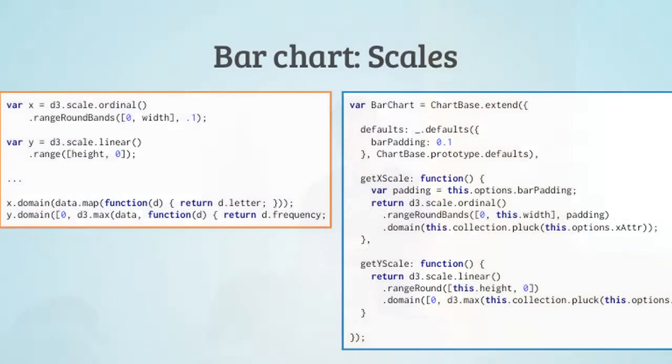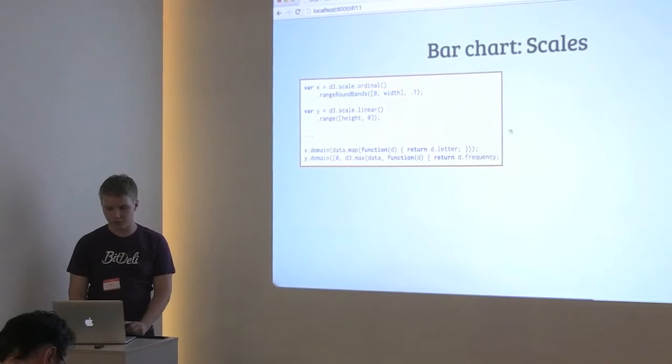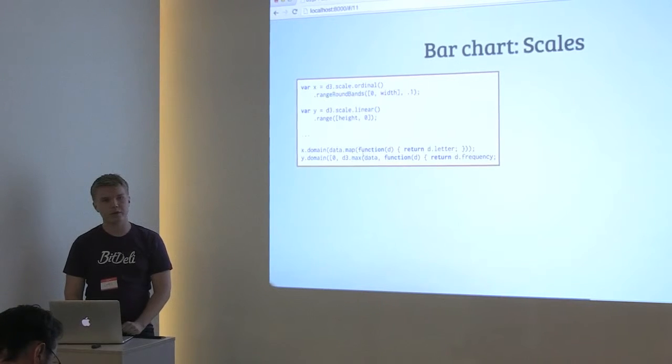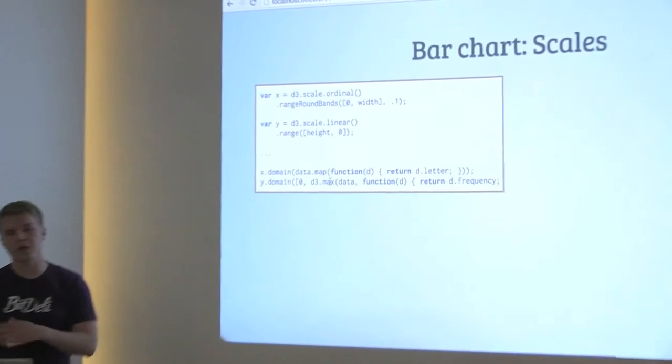So then going along, this is the base that we want to have for all the charts. Then when we want to make a bar chart, we have to define a specific set of scales. So for the X axis, we have an ordinal scale, so specific bars. And for the Y axis, we have a linear scale.